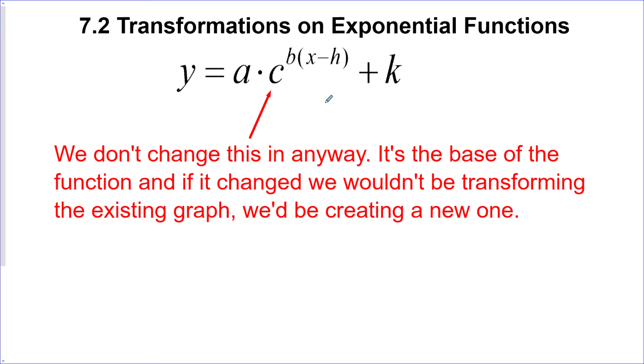7.2, transformations on exponential functions. Here's how the transformations would look on an exponential function. A is our vertical stretch and reflection. C is the function itself, so we cannot change that. Otherwise, we'll be creating something entirely new. B is 1 over our horizontal stretch, and it's also our horizontal reflection. H is our horizontal translation, and K our vertical translation.